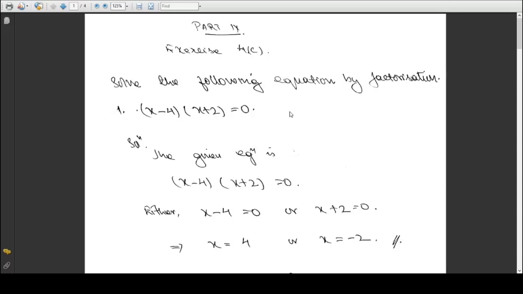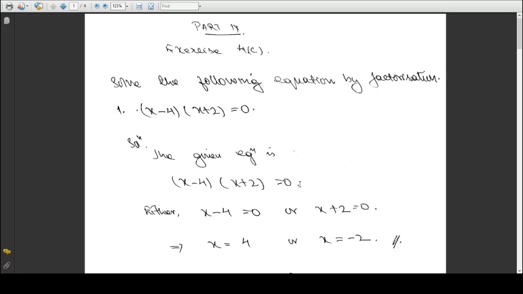Now we'll move to part 9 of chapter 4, exercise 4C. Solve the following equations by factorization. Number 1: (x - 4)(x + 2) = 0. Solution: the given equation is (x - 4)(x + 2) = 0.